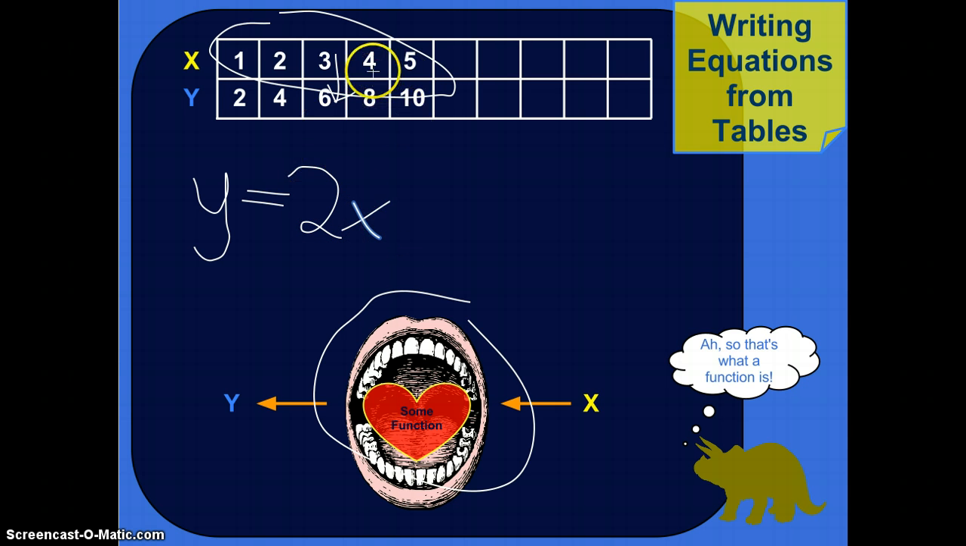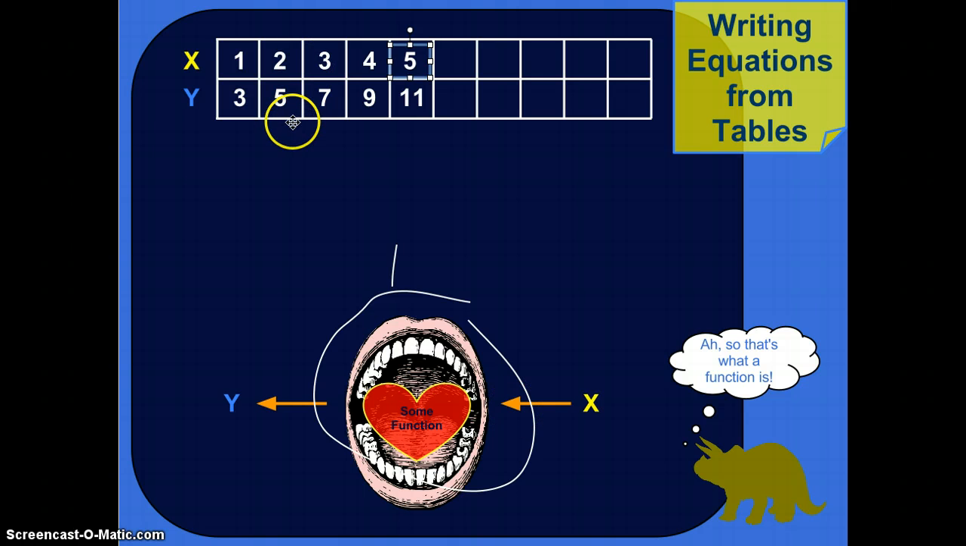Does that work? Let's try plugging in 4 into our process. 2 times 4 is equal to 8. Yeah, so that works. 4 becomes 8 by multiplying it by 2.